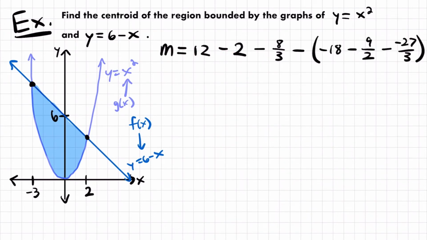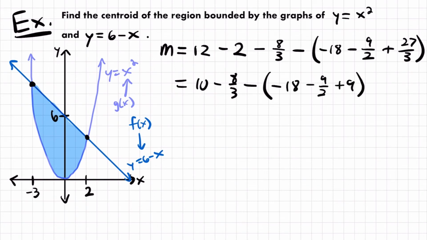12 minus 2 is equal to 10. So this is equal to 10 minus 8 thirds. And then we will subtract these terms. And these two negatives are going to cancel out. And so I'm just going to rewrite this to be plus 27 thirds. But 27 divided by 3 is just 9. So we'll have negative 18 minus 9 halves plus 9.